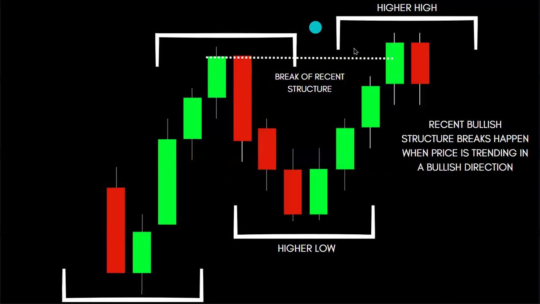All right, so now we're going to go a little bit deeper on the break of structure. Recent bullish structure breaks happen when price is trending in a bullish direction. Remember, we found, say, our peak low. Remember this from the last one? Our peak low would have been here. That's where our peak low would have been. And so we would have split it in half and been looking for things that would happen right here.